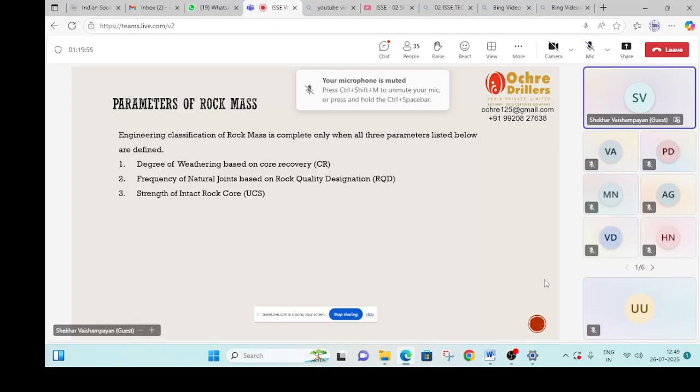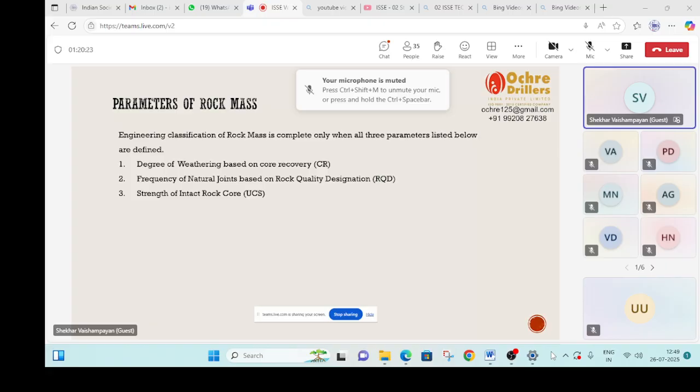And then the strength of rock core is one more parameter. So we can have, let's say, starting from very strong rock above 50 MPa or 500 kg per cm square, 500 to 125 will be called strong rock, 125 to 50 will be called moderately weak rock, 50 to 10 will be called weak rock, and below 10 will be called very weak rock.